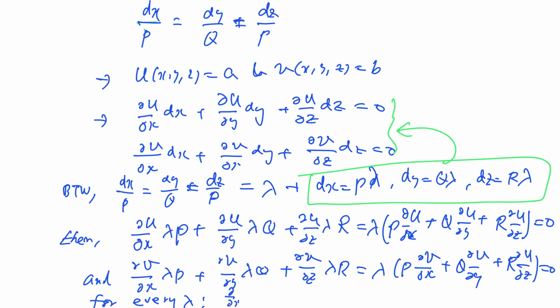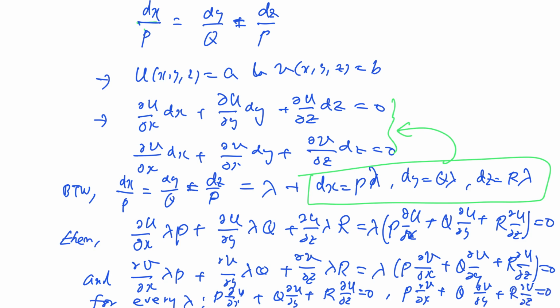P ∂u/∂x plus Q ∂u/∂y plus R ∂u/∂z is equal to 0, and P ∂v/∂x plus Q ∂v/∂y plus R ∂v/∂z is equal to 0, right?